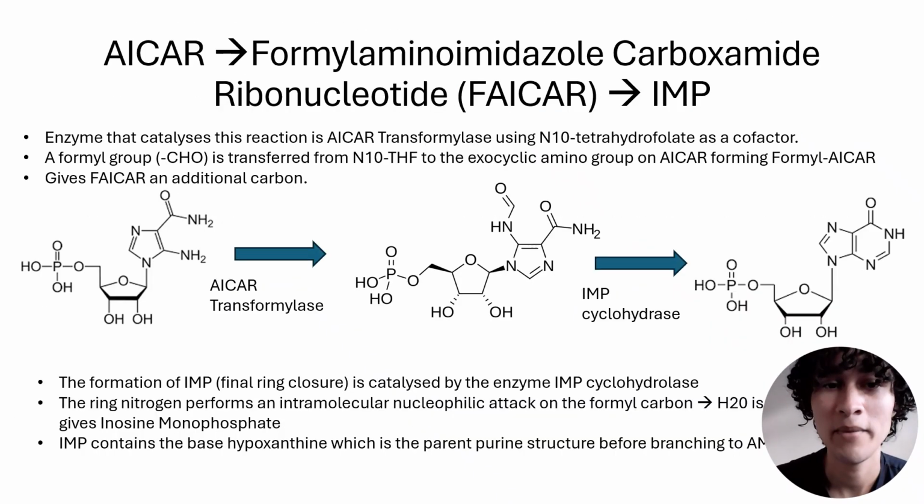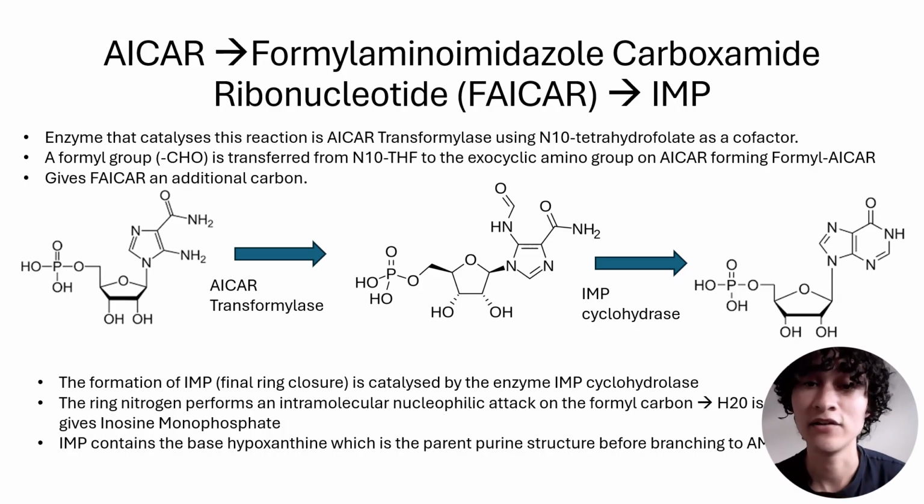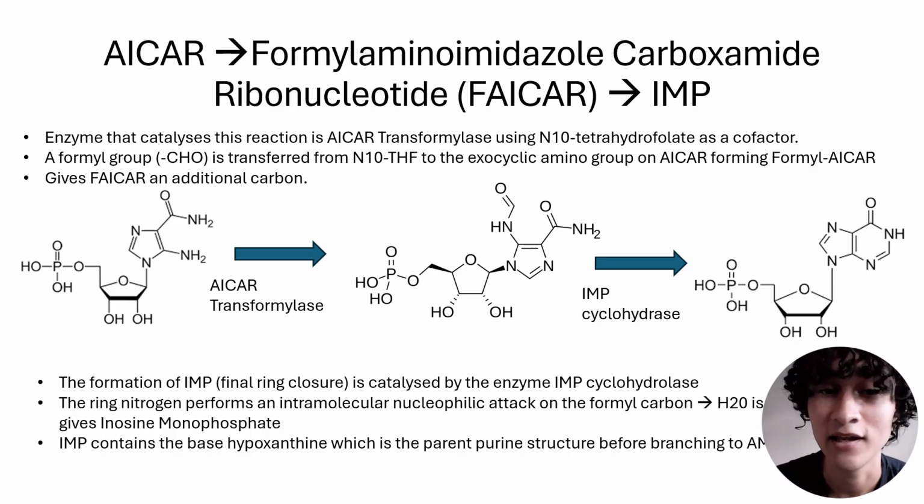So we have our aminoimidazole carboxamide ribonucleotide. Now the next goal is to give it another carbon to make that purine skeleton, because as you know, that heterocyclic pyrimidine ring consists of both nitrogen and carbon, just like the imidazole ring. So we get that carbon from our formyl donors, our CHO donors, and that's our N10-formyl tetrahydrofolate. The enzyme that catalyzes this reaction is the aminoimidazole carboxamide ribonucleotide transformylase domain.